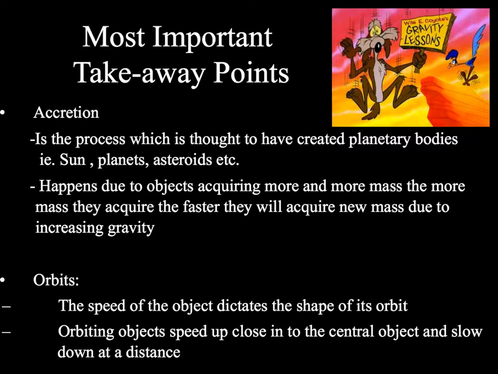We'll just kind of conclude everything. So the most important takeaway points from today: accretion, it's the process in which is thought to have created planetary bodies, the sun, planets, and asteroids, and this happens due to objects acquiring more and more mass. The more mass they acquire, the faster they will acquire new mass. So this is how our sun was formed, right?